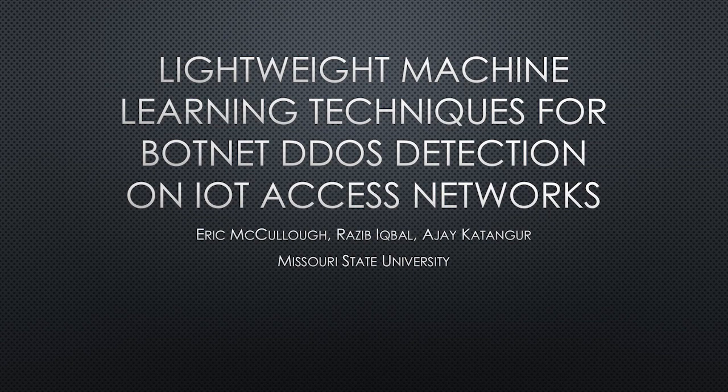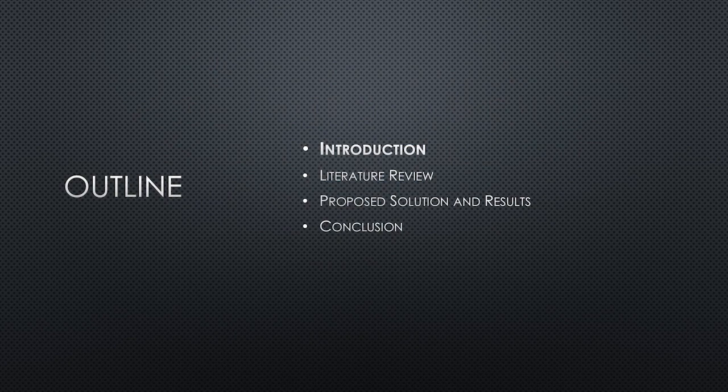Today I'll be sharing with you some of the progress we've made in our research toward lightweight botnet DDoS detection for IoT access networks using machine learning. First, I'll briefly introduce our problem space. Then I'll survey existing work within the field of IoT security, as well as some new developments within the field of deep learning, which we believe open exciting new avenues for researchers working within this problem space. I will describe our proposed solution, which leverages these new advancements in deep learning, and share our experimentation method and results. Finally, I will offer our concluding remarks.